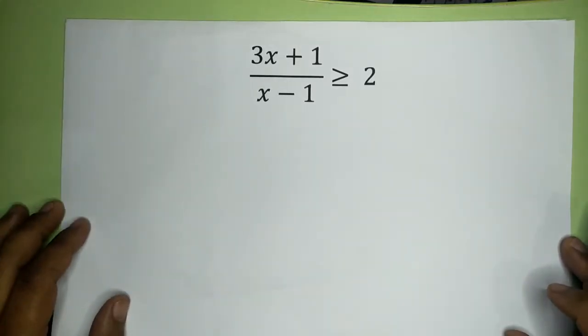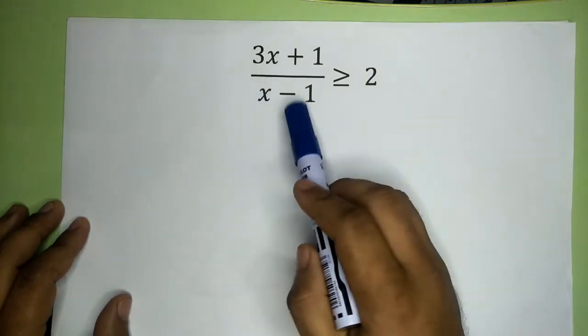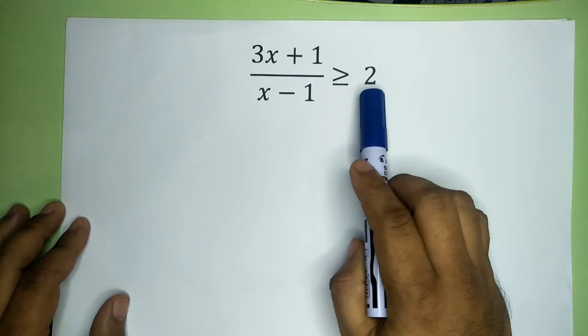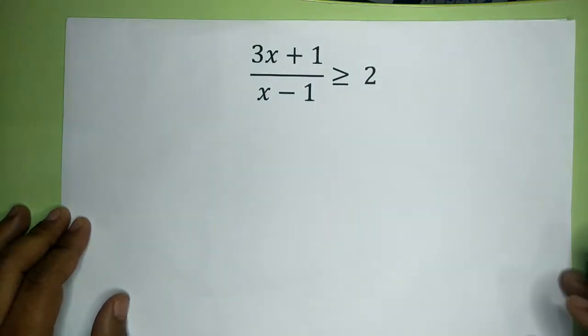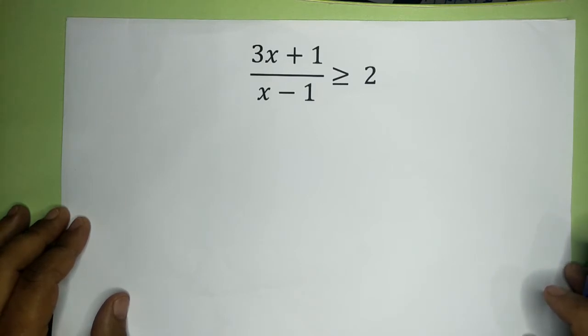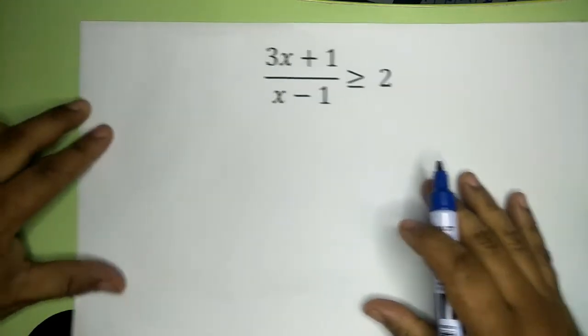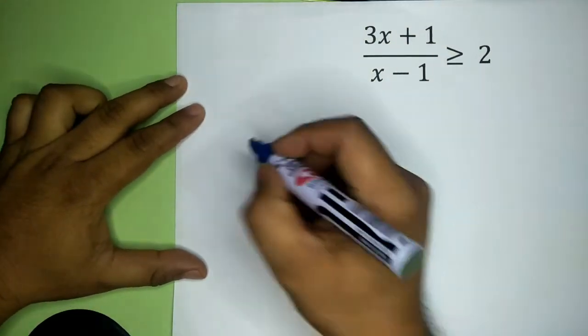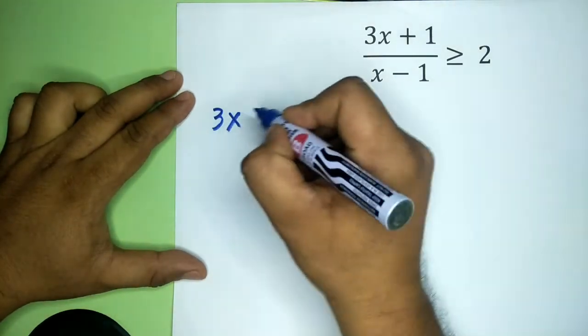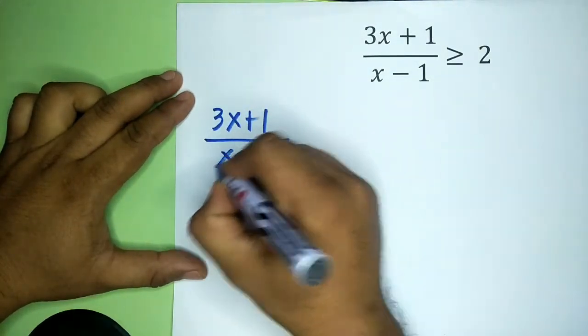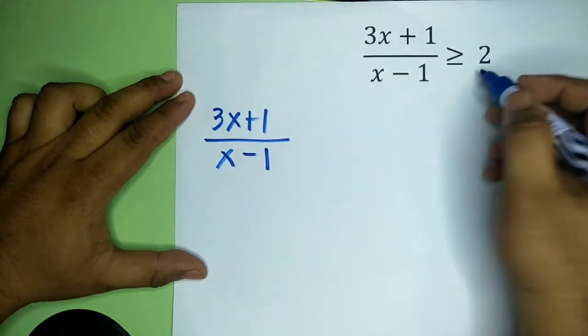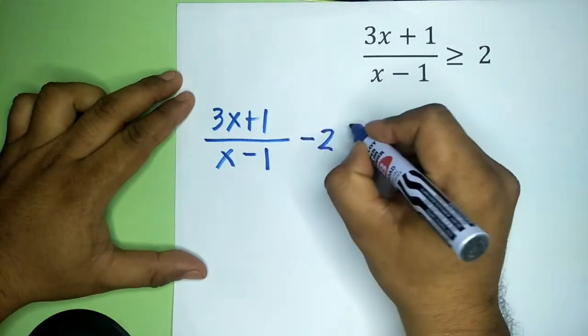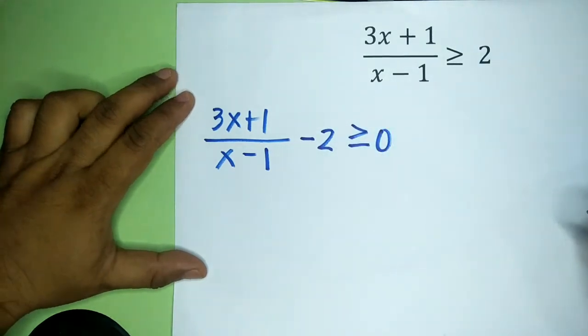Our first example for solving rational inequality is (3x + 1)/(x - 1) is greater than or equal to 2. Ang una natin gagawin ay put the rational inequality in general form. Ibig sabihin natin, gagawin natin 0 yung ating isang side. Magiging (3x + 1)/(x - 1). So, ililipat natin yung 2. Magiging minus 2 greater than or equal to 0.